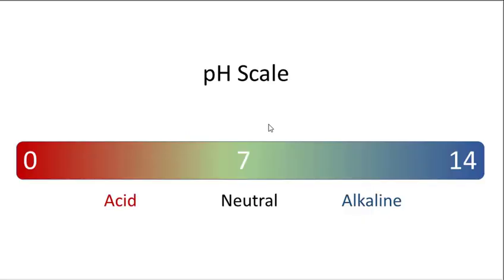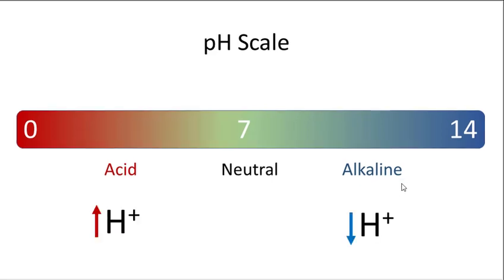So let's just review pH. Remember, pH is an exponential logarithmic scale. 7 is neutral, and 0 to 7 is acidic. So the more you go towards 0, the more acidic things become. And then from 7 to 14 is alkaline. The more you move toward 14, the more alkaline things become. So here's that important link. The more hydrogen ions you have in the blood, the more acidic the blood becomes. And likewise, the less hydrogen ions you have, the more alkaline the blood becomes.